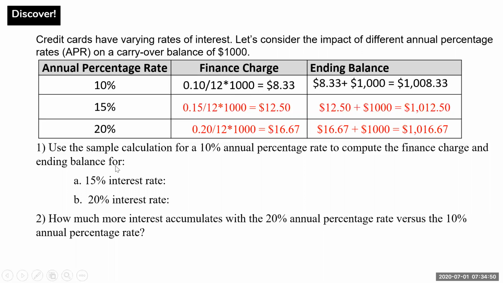Now, we want to use this to find how much more interest accumulates with a 20% APR versus the 10% APR, and the difference. So we just found the difference between the two, right? The 10% and 20%, and the difference is 8.34. So the rate really matters, right? The higher the rate, the more you are likely to pay, depending on the balance or the carryover balance on the card.